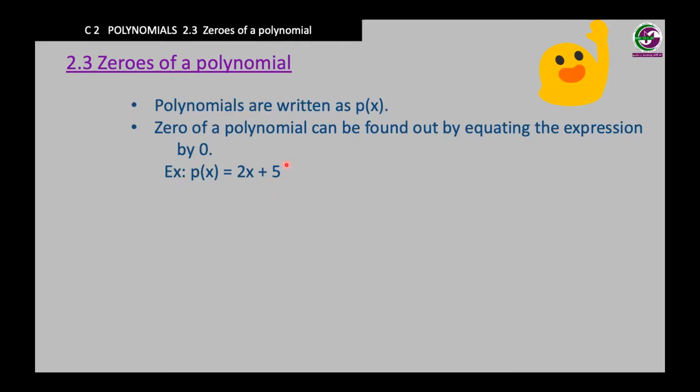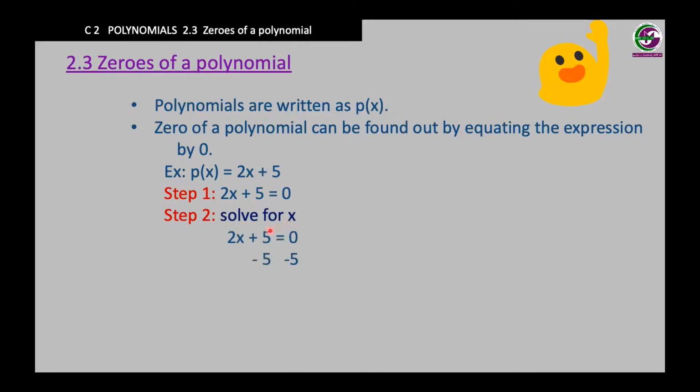So first step, there are two steps. First step, we just rewrite the expression and write equal to 0 because we are going to find the zero of a polynomial. And step 2, just to solve for the value of the variable x. And you know how to solve it.